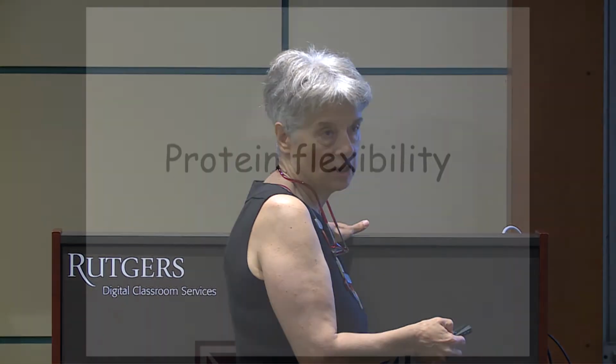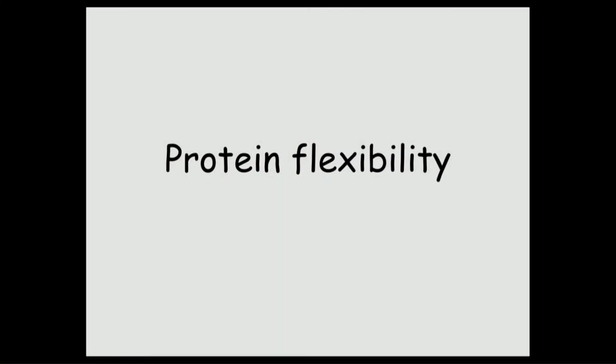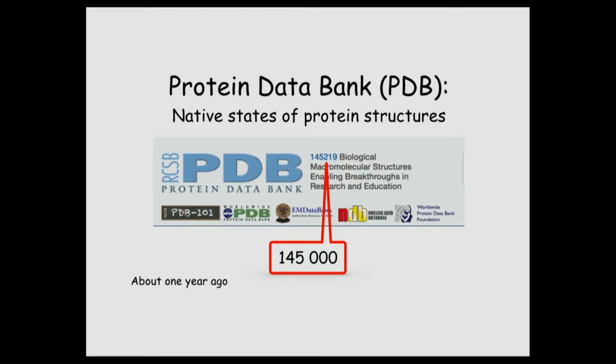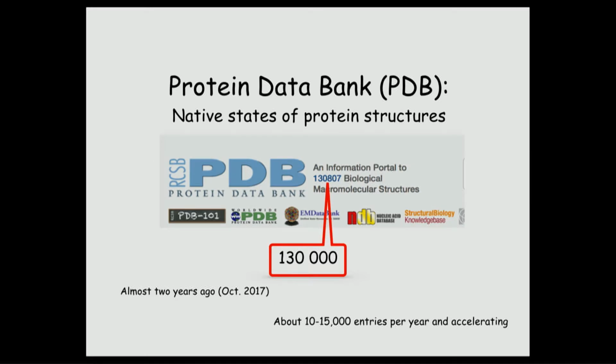Which takes me to the protein flexibility topic. We are here at the Protein Data Bank. It's in another building. I checked yesterday. There were about 153,000 structures. This started about 40 years ago with 7 structures, out of which the first few got a Nobel Prize each. And last year, when I gave a similar talk, there were about 145,000, and the year before, 130. So it grows fast with about 10 to 15,000 structures per year.